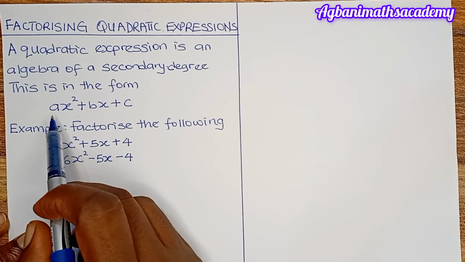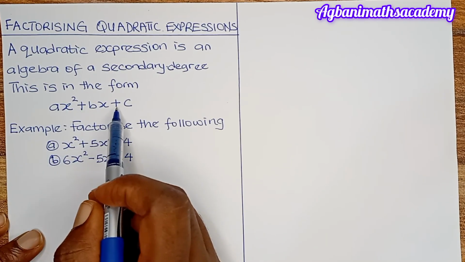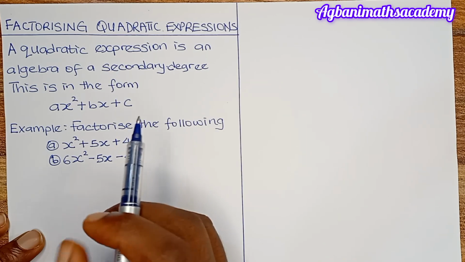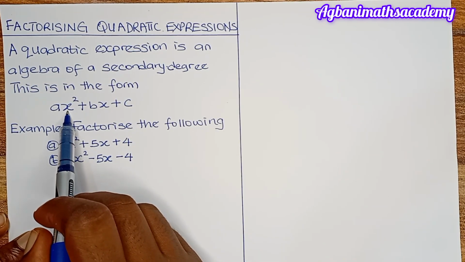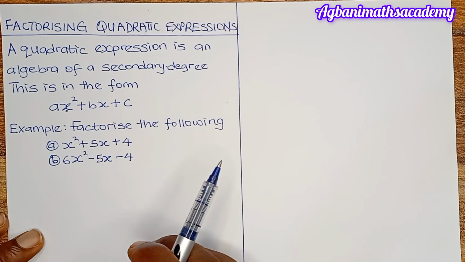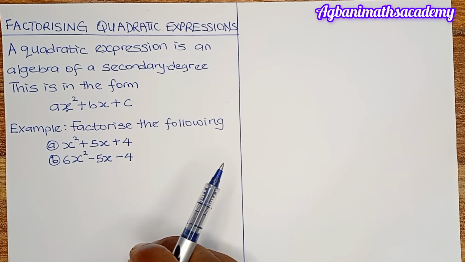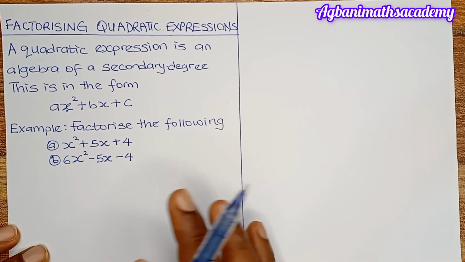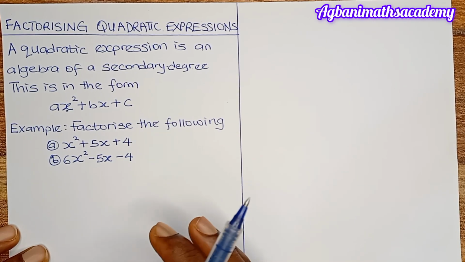So if you look here, we have ax squared plus bx plus c. So this is the basic form of a quadratic expression. Here the variable is x, and we can see that the maximum exponent is 2. So whenever you have an algebra or a polynomial whose maximum exponent for its variable is 2, we are dealing with a quadratic expression. Okay, so now we are going to see how to factorize this quadratic expression.